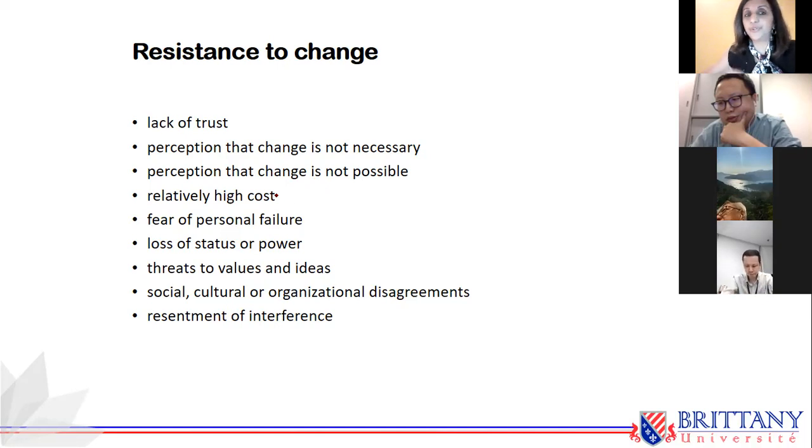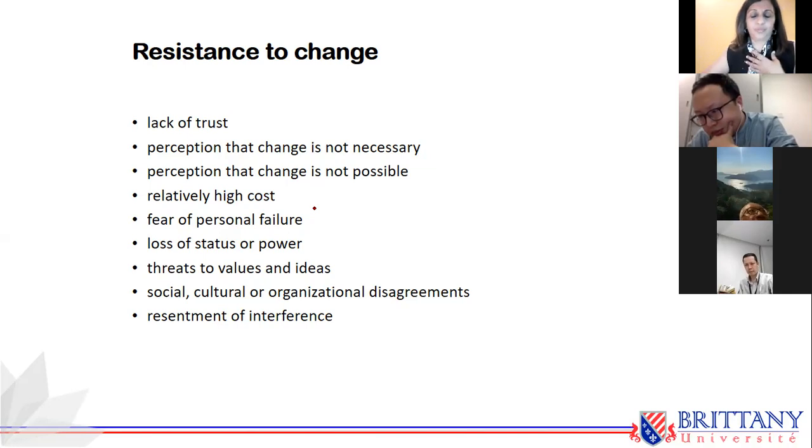Sometimes change is due to a very high cost. A very high cost because of what you want to implement. Remember I said about the technology? If you want all teachers to use technology, you are going to put a very high bill. Fear of failure. Some of the obstacles for the leader is, I'm so afraid to suggest because if it doesn't work, I will look like a fool. I will look so silly.